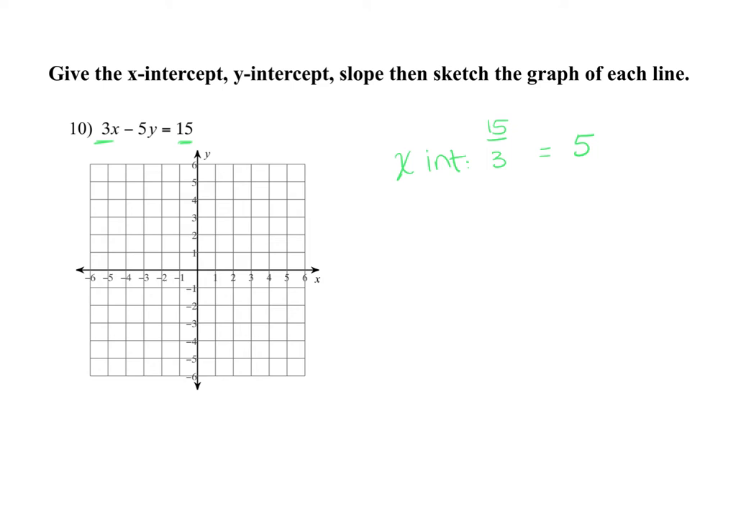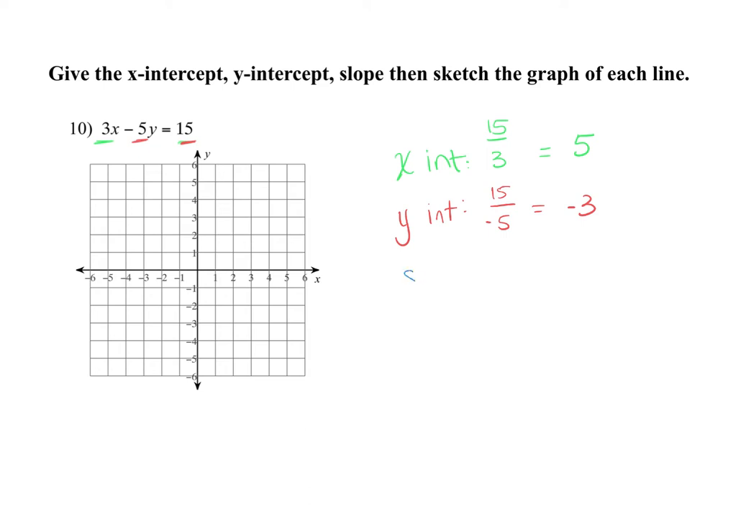If I want the y-intercept, then I'm going to take that 15 and I'm going to divide it by the number in front of the y, which is negative 5. So my y-intercept here is negative 3.